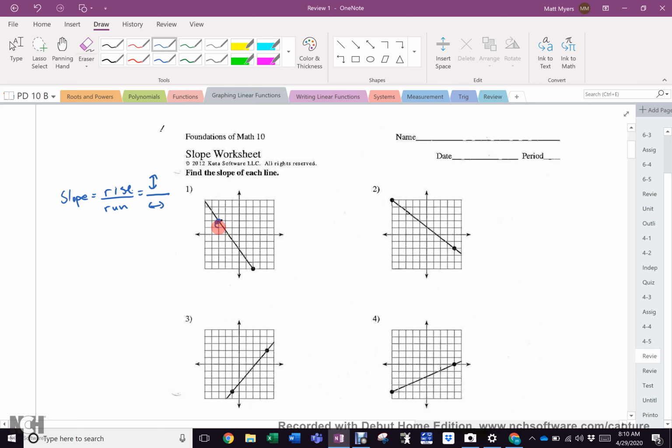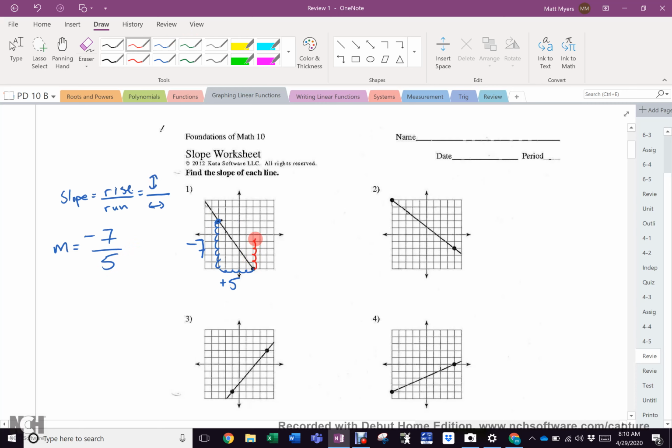So I had to go down 1, 2, 3, 4, 5, 6, 7. Down 7 is negative 7. Then 1, 2, 3, 4, 5. That is positive 5. So my rise is negative 7, my run is positive 5. So that's my slope.